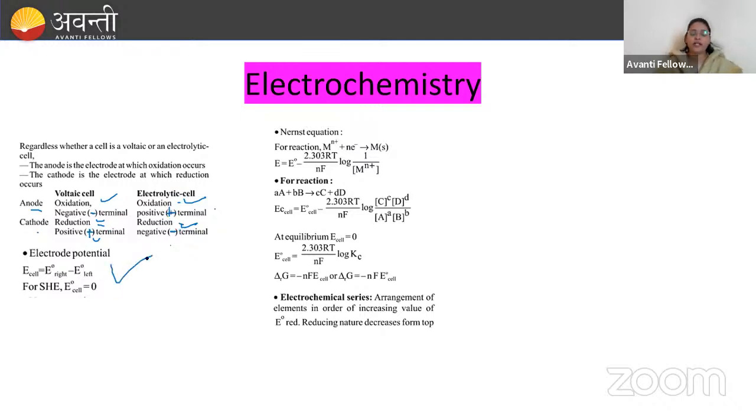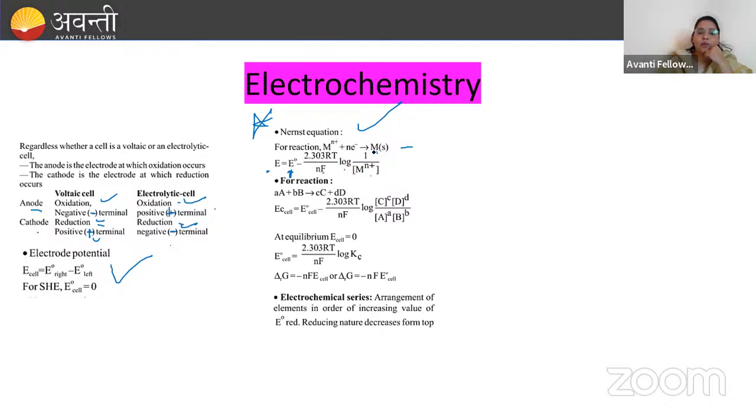And how you will determine the electrode potential? E cell is equal to, right में जो potential हो जाएगा वो minus E left. Okay, very important equation, Nernst equation. Most of the problems are asked from the Nernst equation. If you are given a reaction, electrode reaction, you should be able to find out the E cell of that given reaction by using this formula. E cell is equal to E naught cell minus 2.303 RT upon nF log of 1 upon Mn plus.